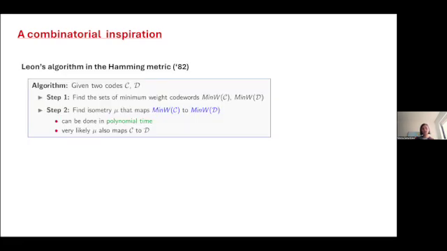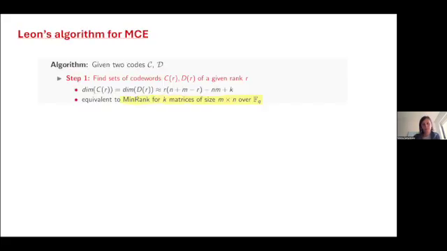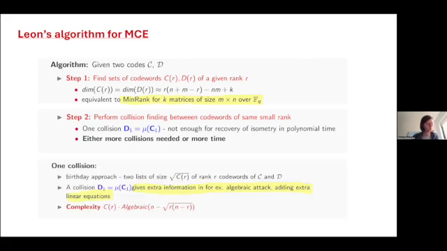What I want to say in the end is that sometimes we can combine the algebraic attacks with some combinatorial tricks, and this is Leon's algorithm in the Hamming metric. So I will not talk about it, due to time constraints, I don't want to keep you there. But the idea in Leon's algorithm is to combine both combinatorial ideas and algebraic ideas.